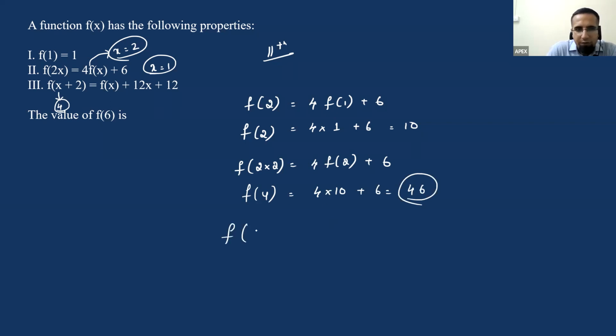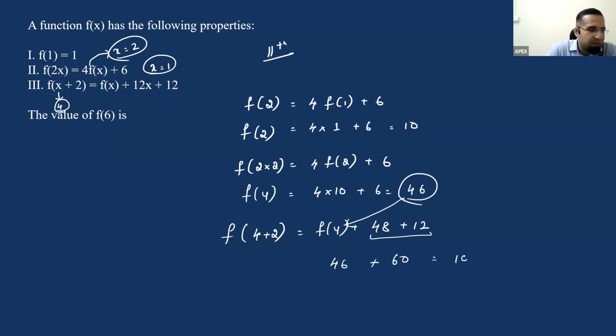Now I will finally go with f of 4 plus 2 is equal to f of 4 plus 12 into 4, that is 48, plus 12. So 48 plus 12 is equal to 60. And f of 4 we already have is equal to 46. 46 plus 60, our answer here becomes 106. That should be the required answer.